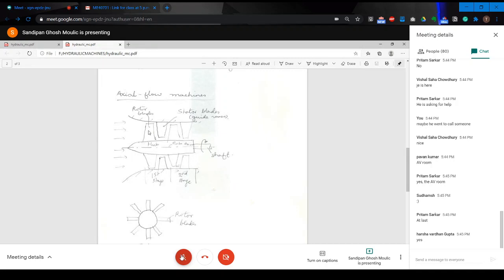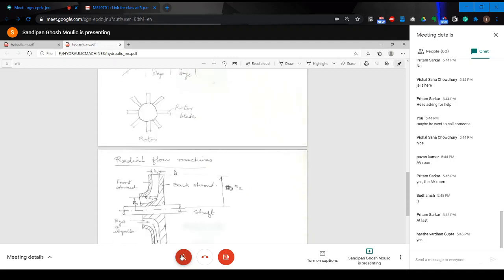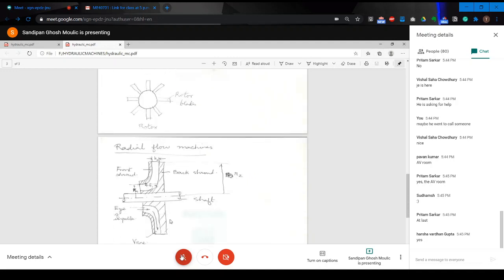Okay. So this is a rotor, this is a stator. Together they form one stage. Then again you have a rotor followed by a stator. You can have 3 stage, 4 stage, whatever it is. Now, here is the sketch of what you may call a radial flow machine.